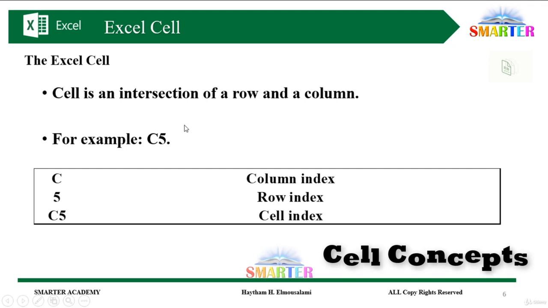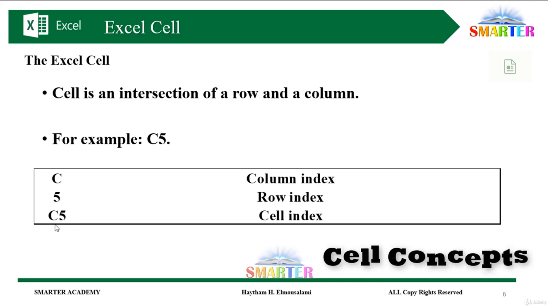So for example, C5 is the name of a cell. C is the column index and 5 is the row index, and C5 is the cell index. So every cell in Microsoft Excel consists of two elements. The first element is the column index and the second element is the row index.